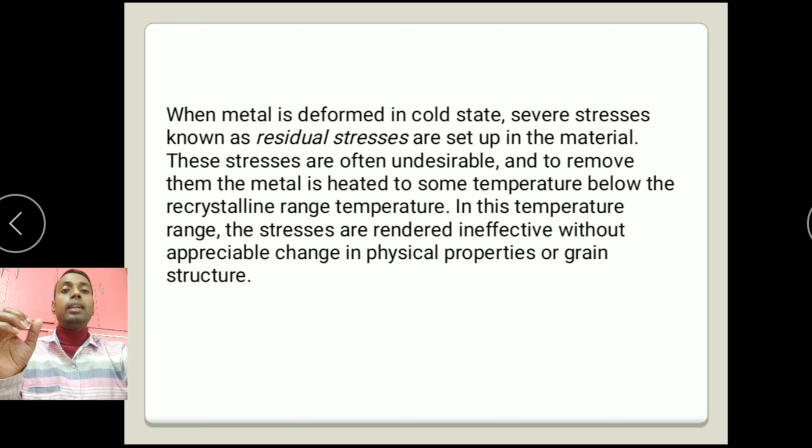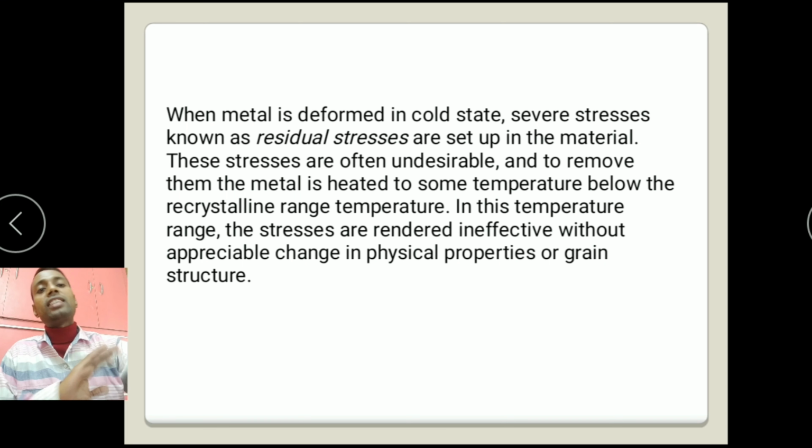the material. Very important term, residual stress. These stresses are often undesirable, and to remove them, the metal is heated to some temperature below the recrystallization range temperature. In this temperature range, stresses are rendered ineffective without appreciable changes in physical property or grain structure.